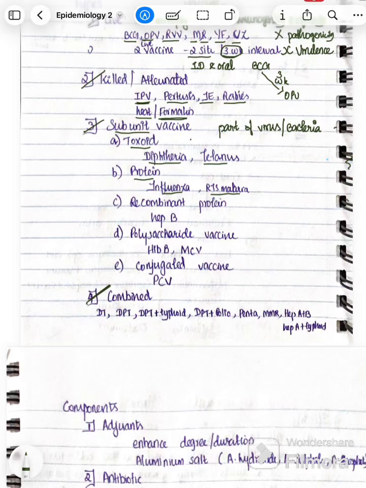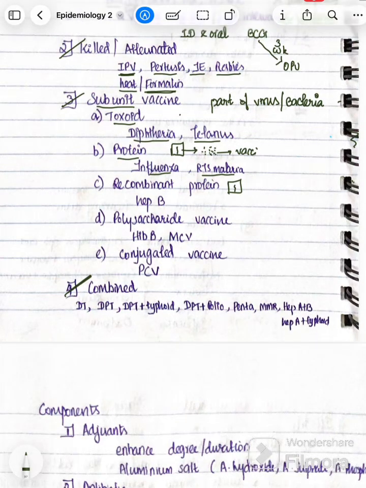Recombinant protein vaccine. So the difference here is from the infectious agent. Suppose this is the infectious agent, we are going to produce the protein, and this will be used as a vaccine. But here, in recombinant, from an infectious agent this gene is inoculated into another organism. From here this will produce protein, so we are going to use this protein as a vaccine.